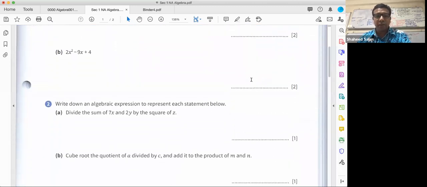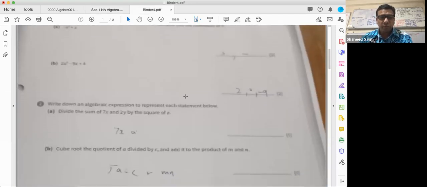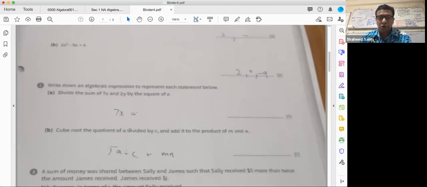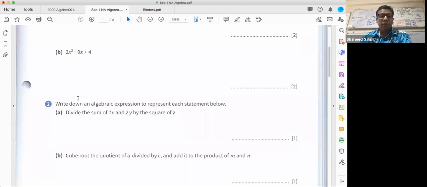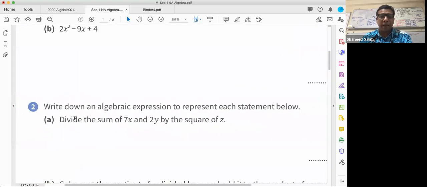Okay, here we go. So let us see. Did you do this one? Number 2. Your answer is? You're not sure, is it? Yeah. Okay, so let us see now. Write down an algebraic expression to represent each statement below. So let us break it up.